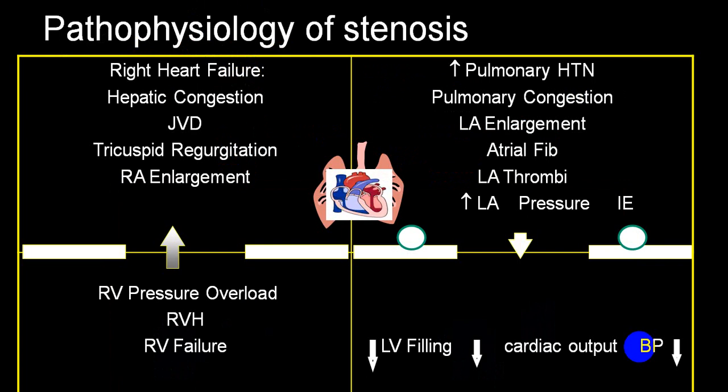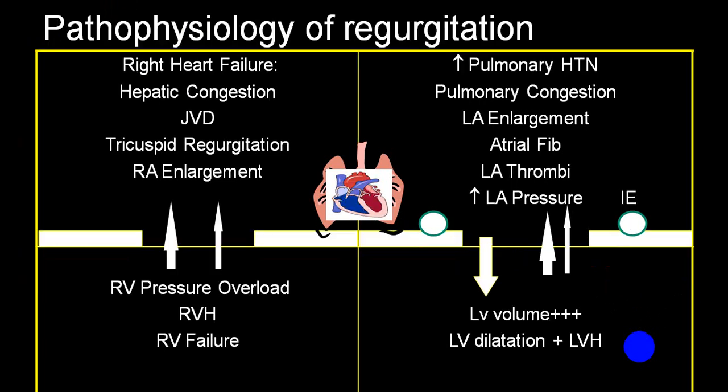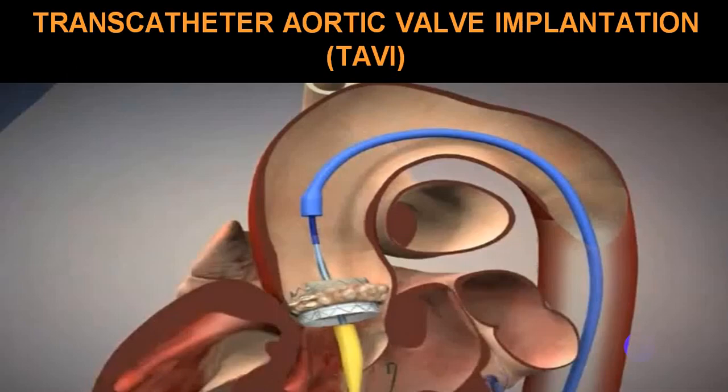This is a pathophysiology which we will be showing you again in patients with mitral stenosis, aortic stenosis, etc. So this is that typical picture of stenosis. This is of regurgitation, which we will use again in stenosis and regurgitations.